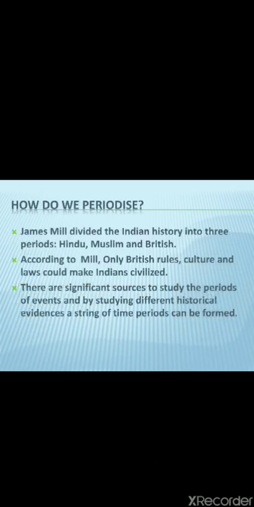Now how do we periodize? James Mill divided Indian history into 3 periods: Hindu, Muslim and British. According to Mill, only British rules, culture and laws could make Indians civilized. Now children, James Mill believed that all the Asian countries at that time were uncivilized. There are significant sources to study the periods of events, and by studying different historical evidences, a string of time periods can be formed.